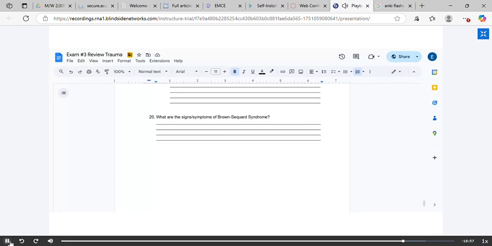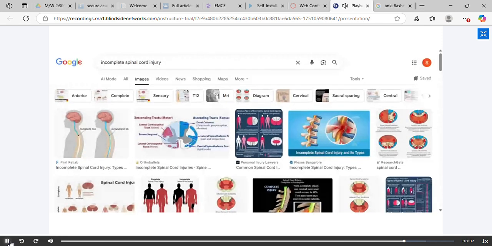Brown-Séquard syndrome is what we call an incomplete spinal cord injury. And we're going to go over some of our incomplete spinal cord injuries, not just Brown-Séquard syndrome, because there's more than just that one. So when we're doing that head to toe, and we're looking for DCAP-BTLS, and remember, DCAP-BTLS is deformity, contusions, abrasions, punctures or penetrations, burns, tenderness, lacerations, and swelling, right?